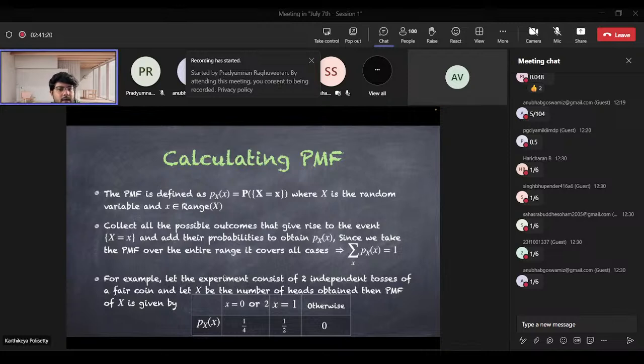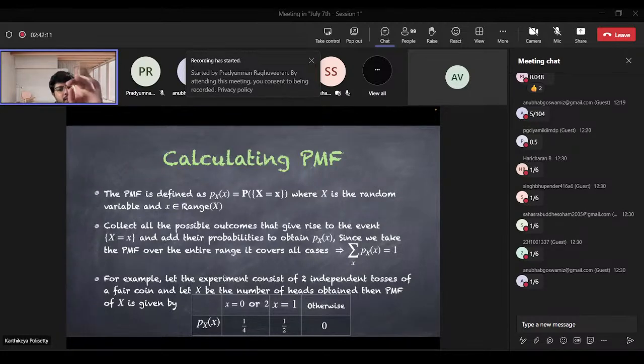So for example, let the experiment consist of two independent tosses of a fair coin and let X be the number of heads obtained. Then the probability mass function of capital X is given by: P of x equals 1 upon 4 for x equal to 0 or x equal to 2. X equal to 0 means getting no head. So what are the possibilities? Getting both tails, T comma T. What are the total possible outcomes? HH, HT, TH or TT. So total 4. The probability of getting either 0 heads or 2 heads is 1 upon 4.